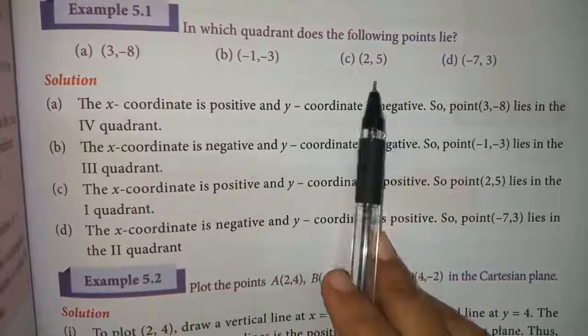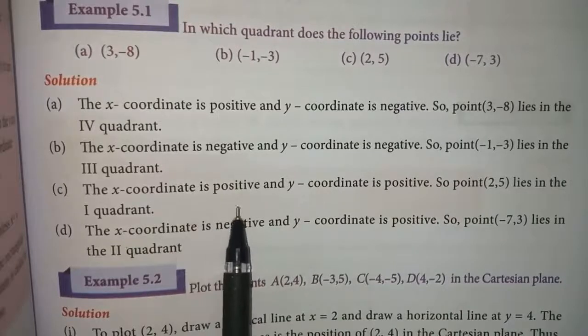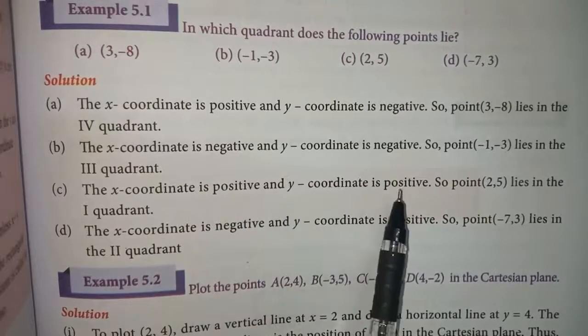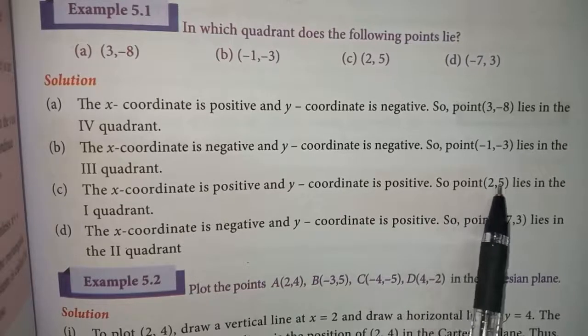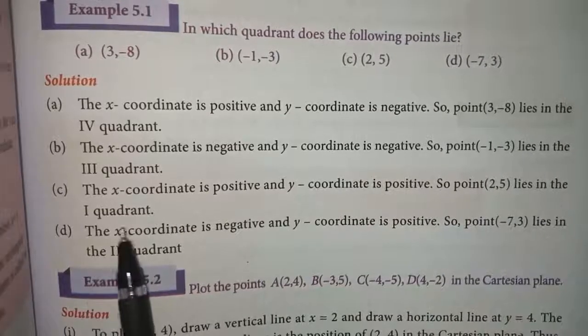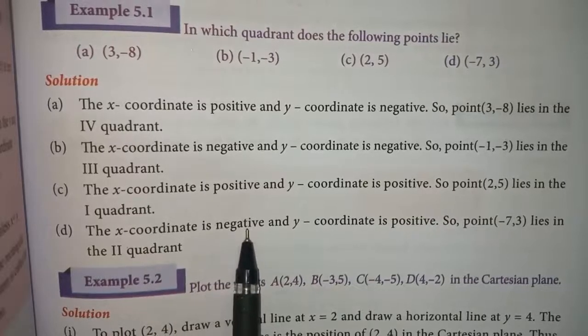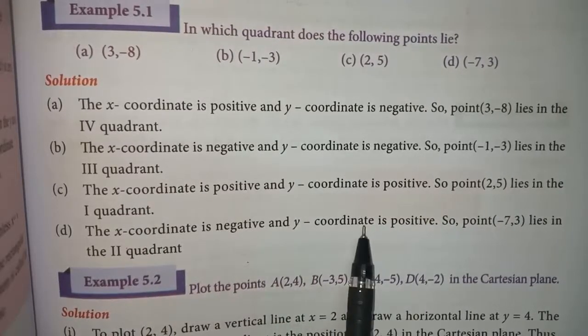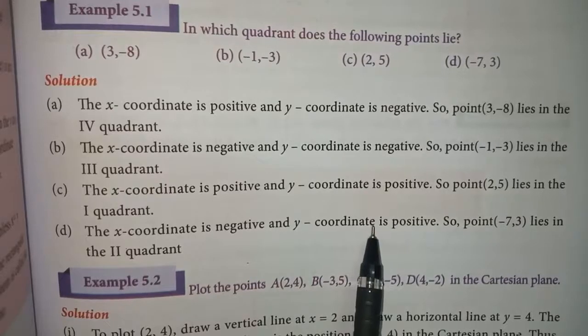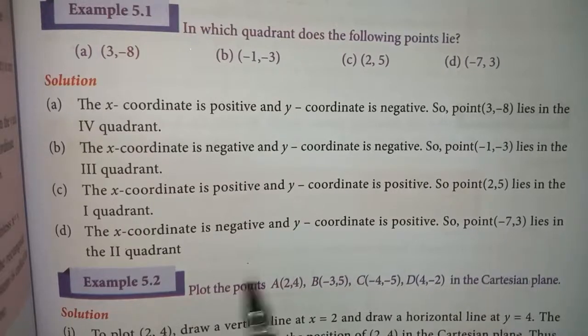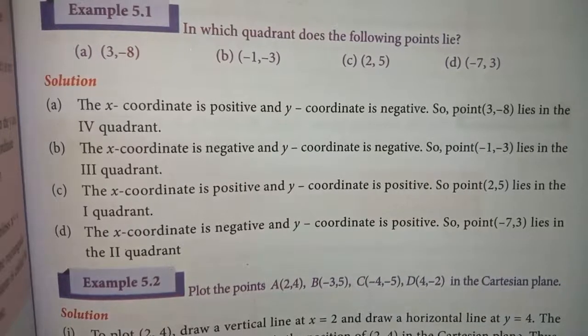Then 2, 5. So the x coordinate is positive and y coordinate is also positive. So ரெண்டுமே பாசிட்டிவாக இருந்துச்சுன்னா அது first quadrant. So the point 2, 5 lies in the first quadrant. Then option D, the x coordinate is negative and the y coordinate is positive. So x negative, y positive இருந்துச்சுன்னா அது second quadrant-ல lie ஆகும். So the point -7, 3 lies in the second quadrant.